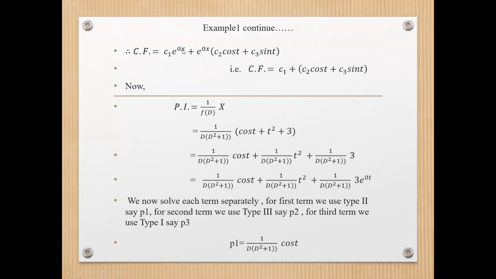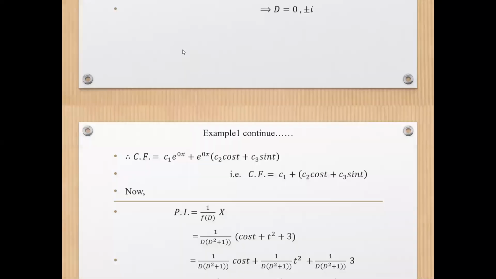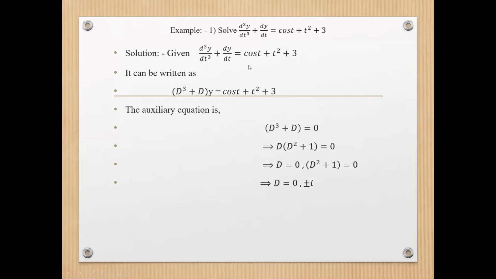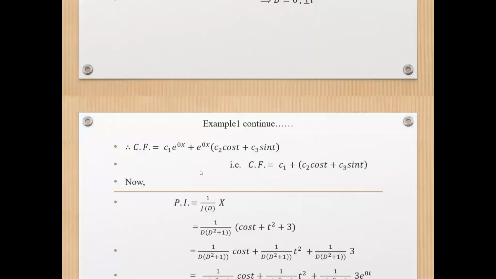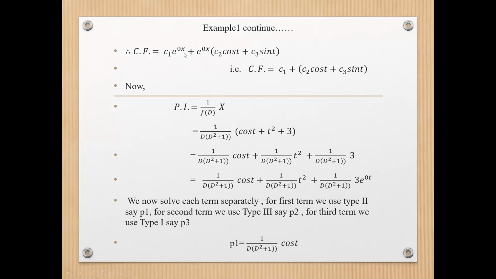Here is a mistake, because here the independent variable is t, so here we require t. So the complementary function corresponding to roots 0 and ±i is c1 + c2 cos t + c3 sin t. So this is all about the complementary function.